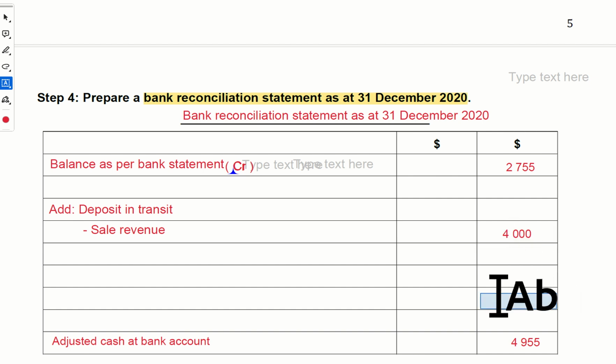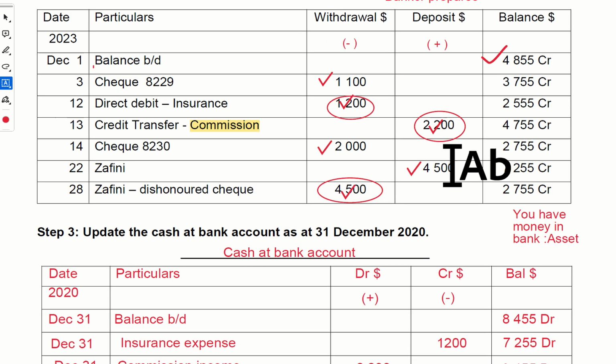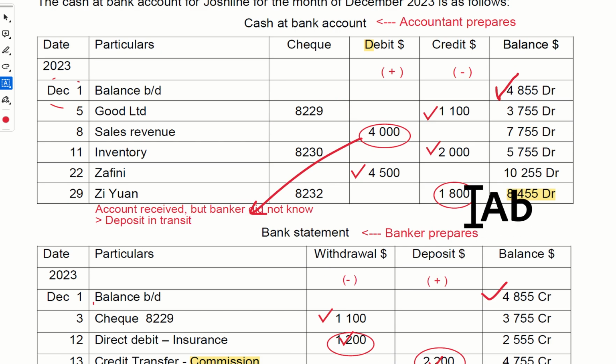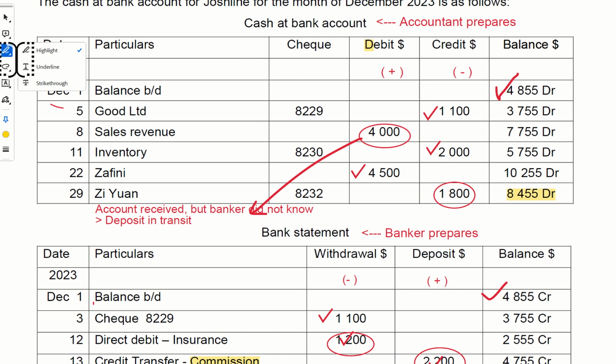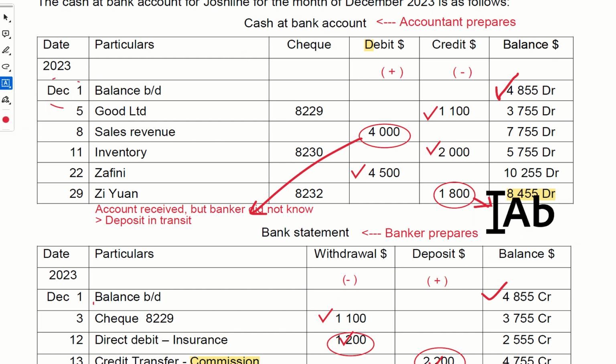There's another reason. There's another item, right? So let's take a look at what the other item is. Now, this other item, this 1,800, there you go, I found the other item. This 1,800 item is also causing a difference between your cash at bank account and your bank statement. Now, what is this item called?